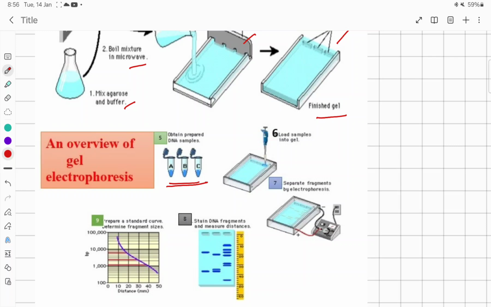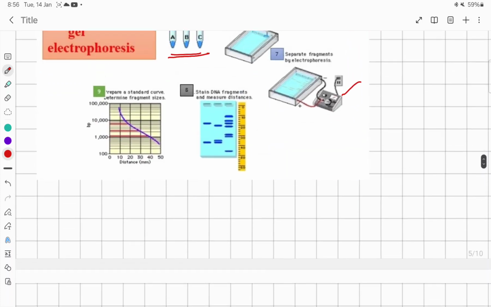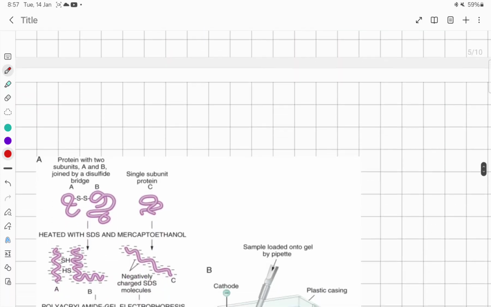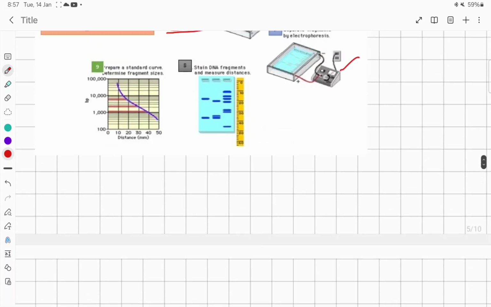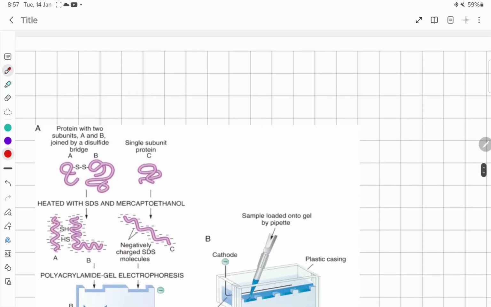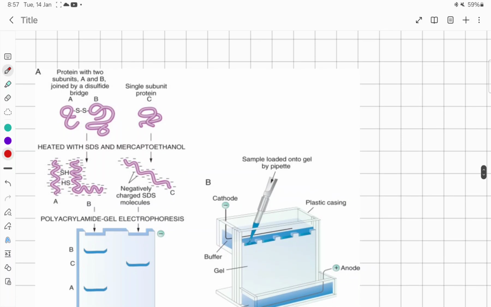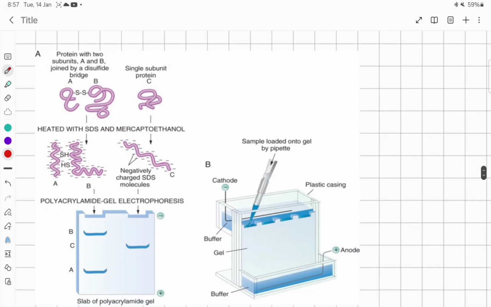Then we apply the electric field, and it will run, and we can separate the DNA based on their size and compare them with a standard curve. We can see what DNA fragments are present, and we can also use them for gene sequencing based on the pattern in which they are separated. You can refer to our gene sequencing video for more knowledge.